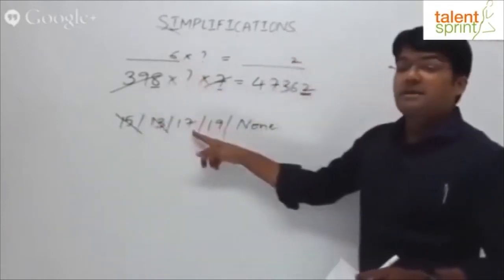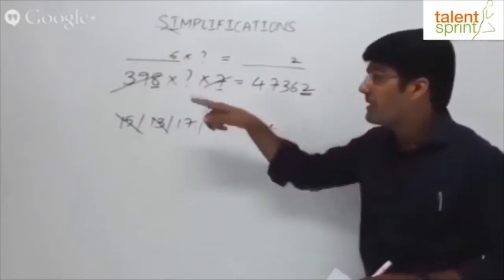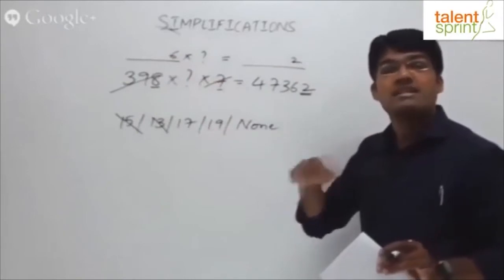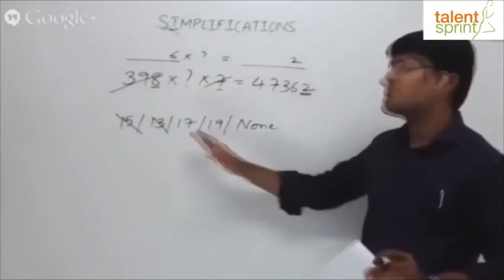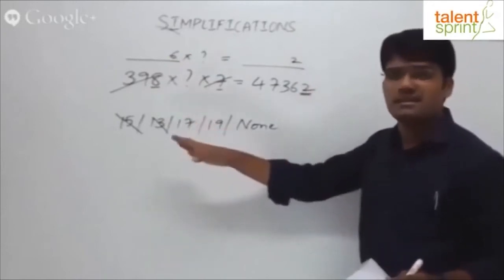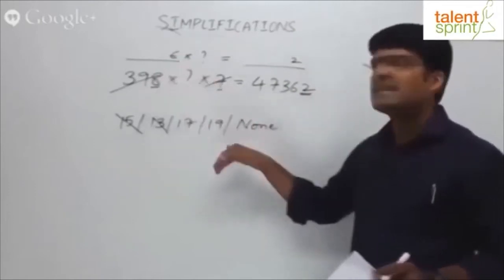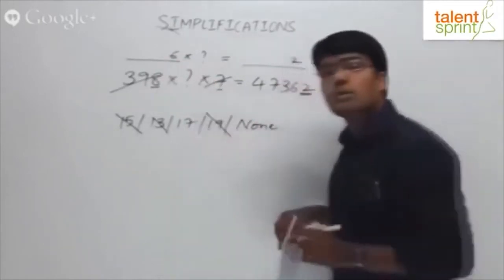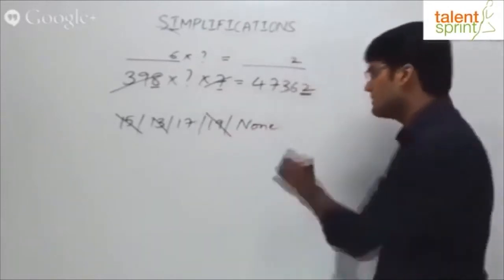6 into 7, the unit place here. 6 into 7, 42. 42 ends in 2. That means this number when multiplied by 17 will result in an answer which ends in 2. Here also we have something ending in 2. So this is possible. We cannot say that that's the right answer at this point of time, but it is possible. 19: 6 into 9, 54 ends in 4. What we want ends in 2. What are the possible answers? Either 17 or the fifth option, none of these.